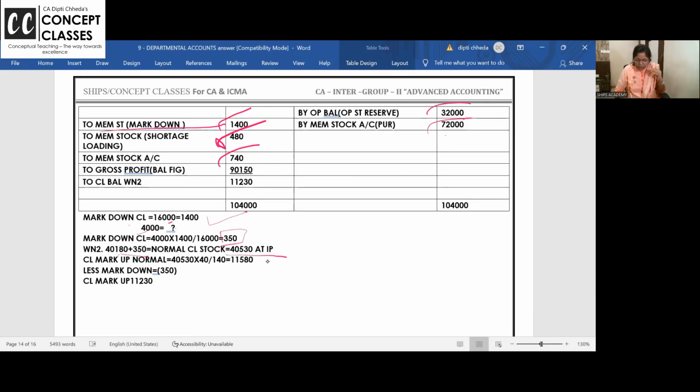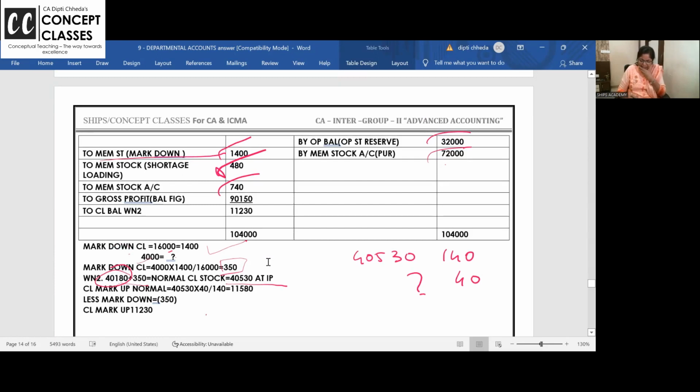So what is my normal closing stock? Ma'am, why do we need? Your actual closing stock is this only. Why do you need normal closing stock? Loading. 4530 is 140 to 40 कितना? 4530 into 40 divide by 140. 11,580. 11,580 is the normal profit, but in normal profit minus the markdown.